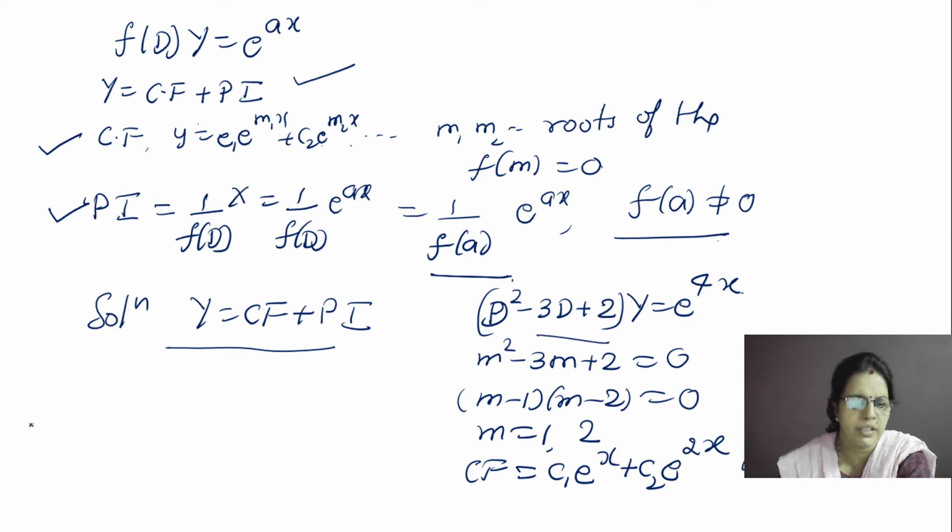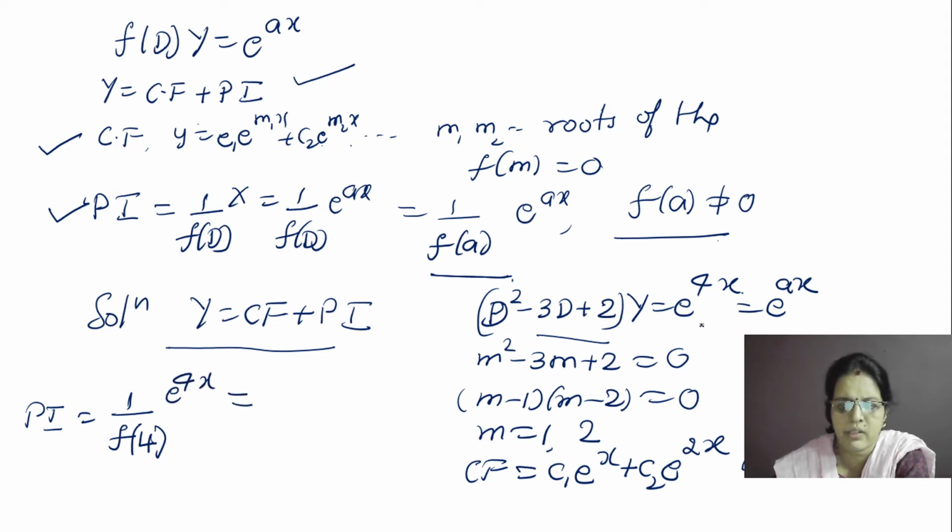Then the particular integral is given by 1 by f of a. f of a means here in the place of a we have 4. So a is 4 now. So for this problem it is 1 by f of 4 into e power 4x. So it is very simple. To find the particular integral, we have to replace D by 4.